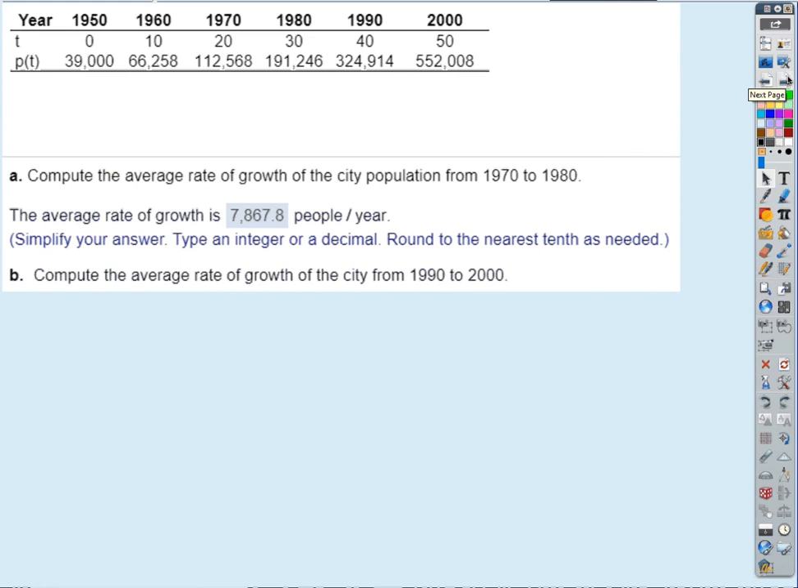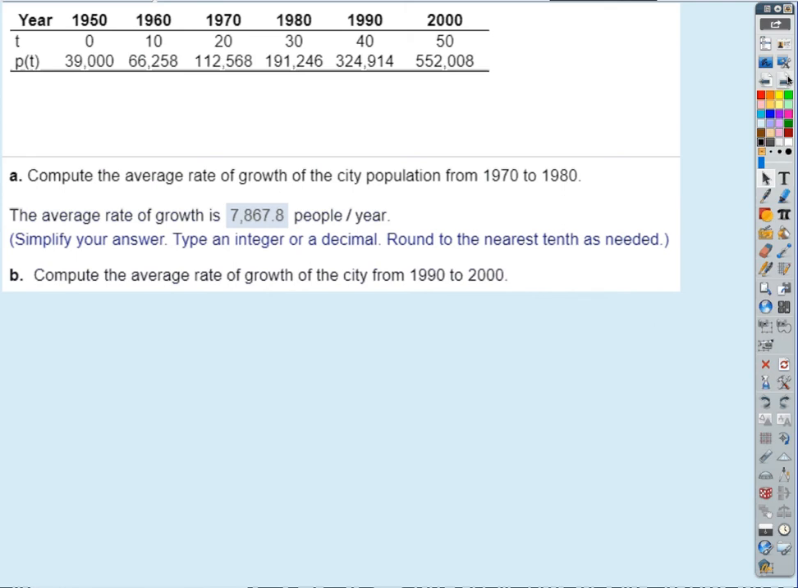Super easy one. This isn't even calculus, but I want you to remind yourselves what average rate of growth means instead of instantaneous. There's a graph that goes with this, but you don't even need a graph. Compute the average rate of growth of the city population from 1970 to 1980. What is that? Average rate of growth. Change in y over change in x, right? It would be the slope of the secant line on the graph.